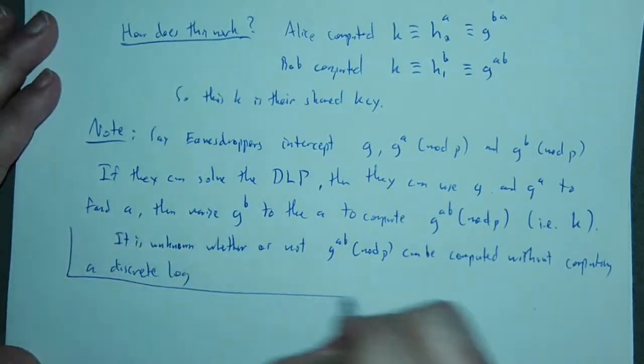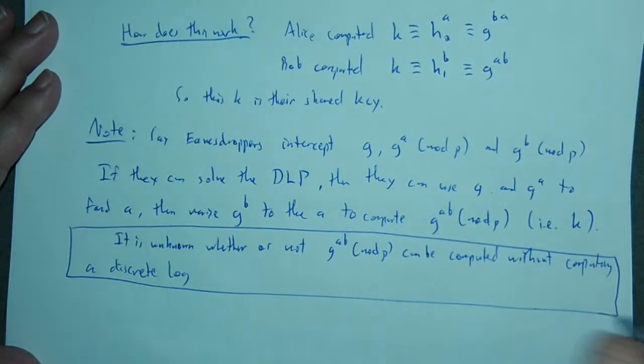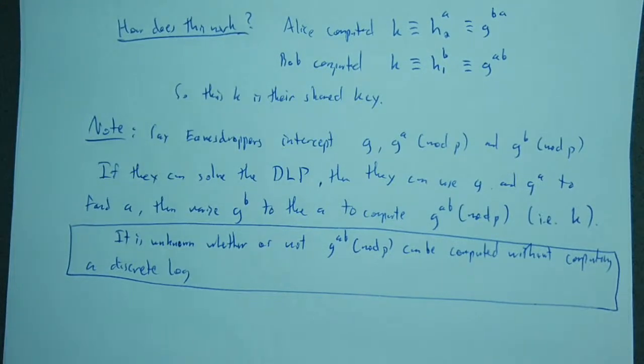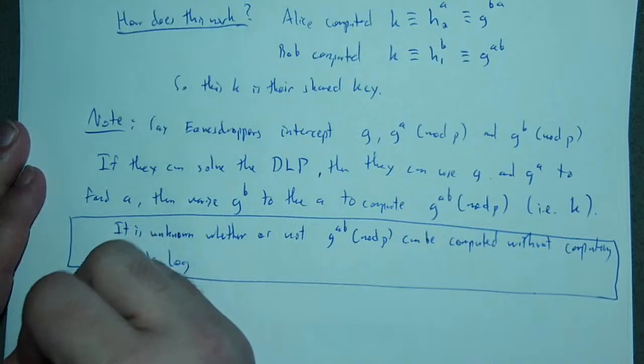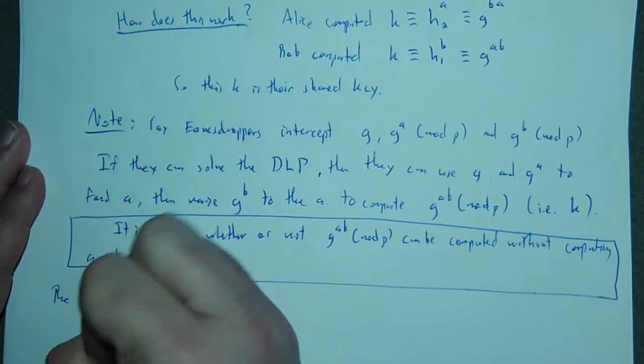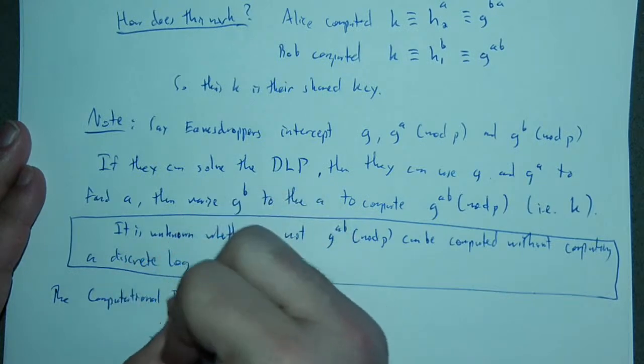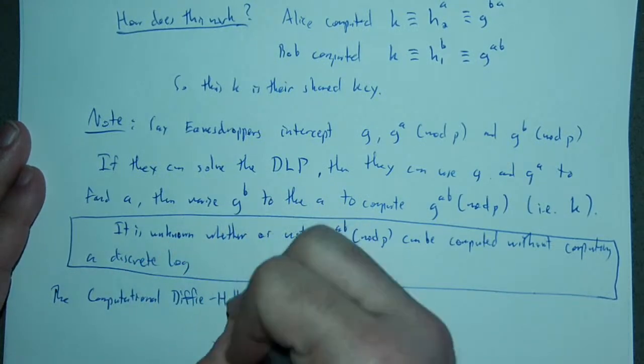So I think that's important enough to box. While it is possible, under current knowledge, that there exists a method by which this could be computed without computing a discrete log, one hasn't been found yet. And so right now, the difficulty of finding this key is roughly the same as the difficulty of solving the discrete log problem, which, as I've mentioned, is believed to be a difficult problem. Okay, so this is known as the computational Diffie-Hellman problem.